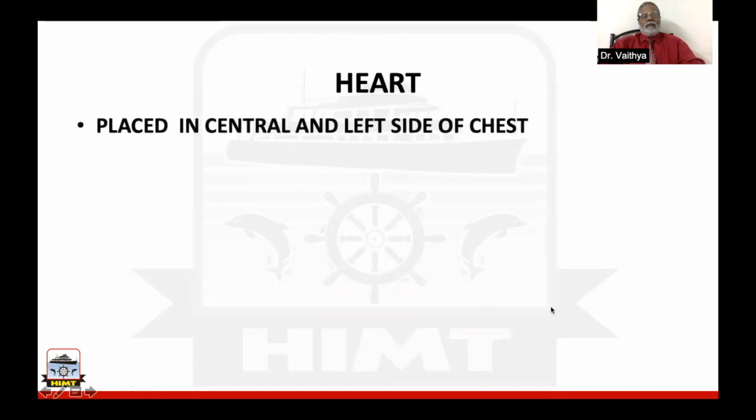So first thing is, the heart is placed in the center and left side of the chest. Many people think the heart is completely on the left side, and that mistake is made while doing CPR also. They keep their hand on the left side of the chest and keep doing chest compressions, breaking the rib cage. The placement of the heart is the center and left side of the chest, extending from the second to the sixth rib.